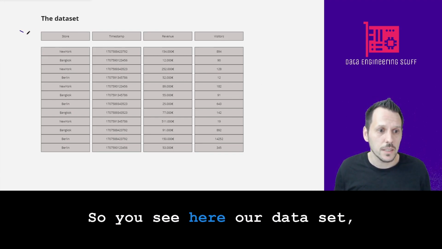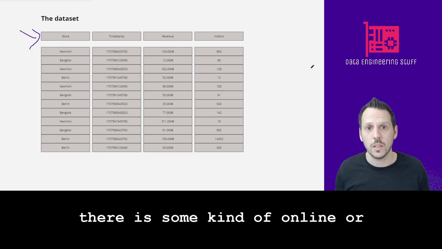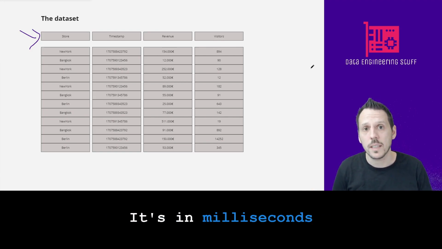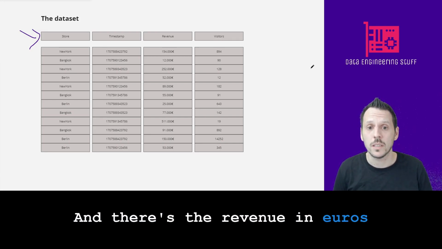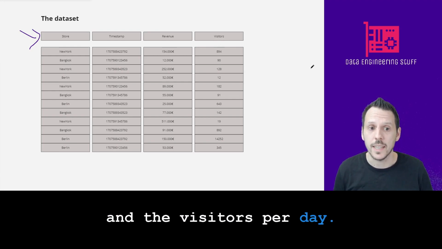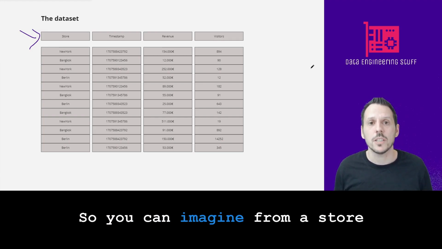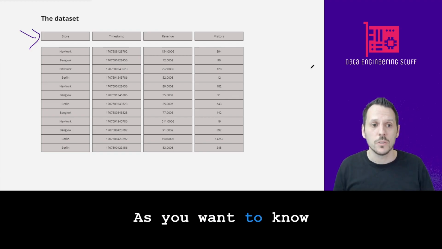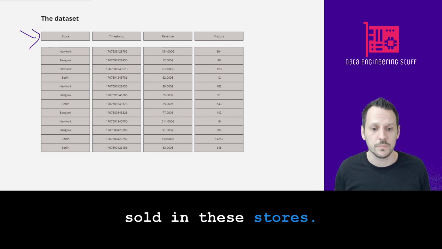So you see here our data set. There is some kind of online or some kind of retail store. There's a timestamp. It's in milliseconds since 1970. And there's the revenue in euros and the visitors per day. So these are just sample data you can imagine from a store where there are visitors, they buy stuff and so on, and you want to know on which day how much was sold in these stores.